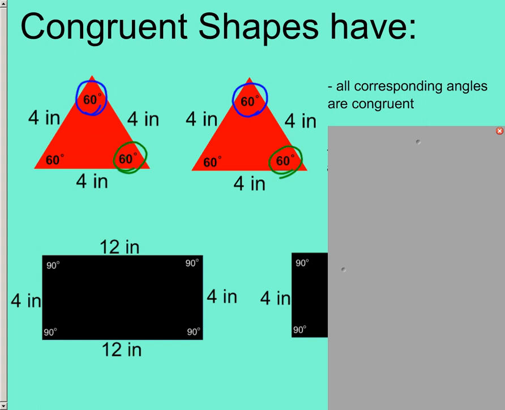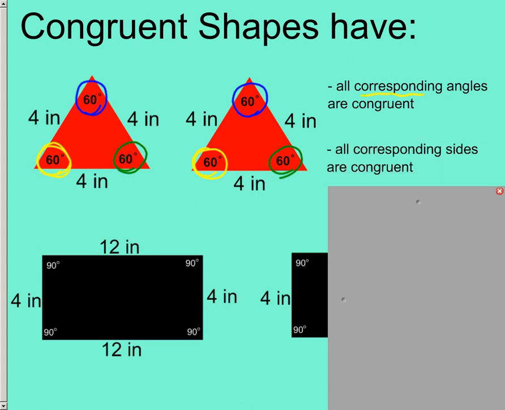So let's see here. If I pull in a yellow marker, there we go. This left angle is 60, and that corresponds to the left angle of that one. So all the corresponding angles are congruent to each other. Blue to blue, green to green, yellow to yellow. Now the other thing is that the corresponding sides are congruent.